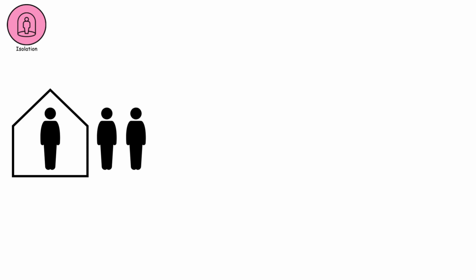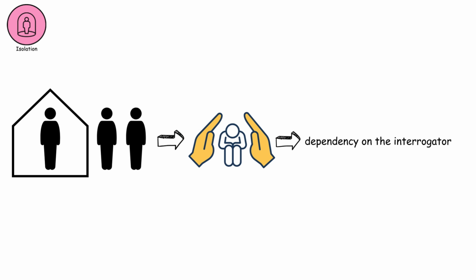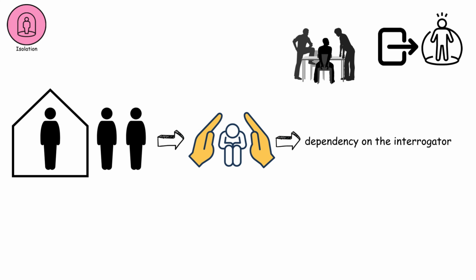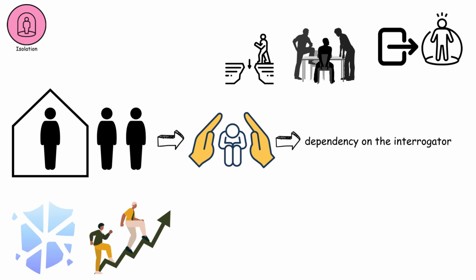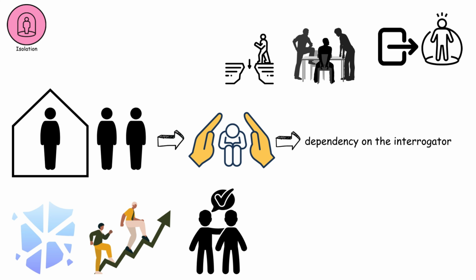Isolation. Isolating the subject from their support network or familiar surroundings can enhance their feelings of vulnerability and dependency on the interrogator. Interrogators may remove the subject from their comfort zone, such as by conducting the interrogation in a sterile, unfamiliar environment, or by limiting their access to outside communication. Isolation aims to break down the subject's defenses and increase their reliance on the interrogator for emotional support or guidance.